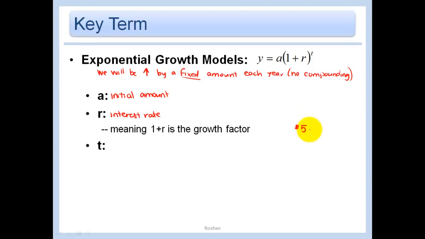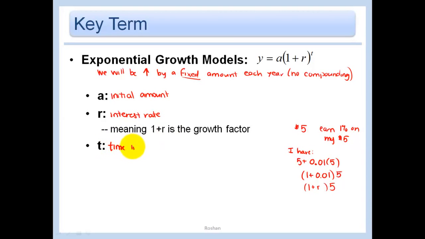Say we had $5, okay? And say that I earn 1% on my $5. How much do I have? I have 5 plus 1% of 5. In other words, I have 1 plus 0.01 of 5 if I factor the 5 out. So that's why I'm doing that 1 plus R times the initial amount. You see that? The 1 plus R is just the growth factor, and it's because you have to remember that you want to add your original amount plus the percent that you're getting. T is just your time, typically in years.